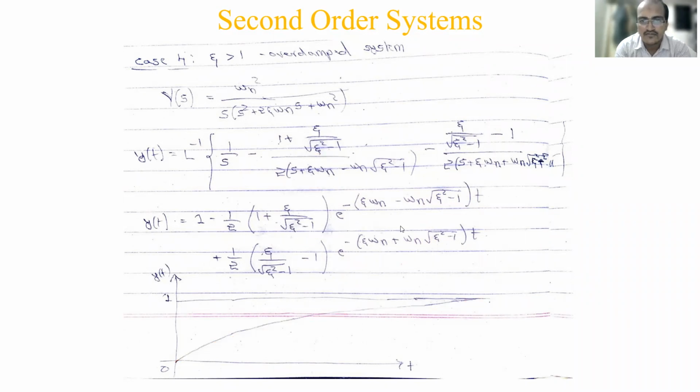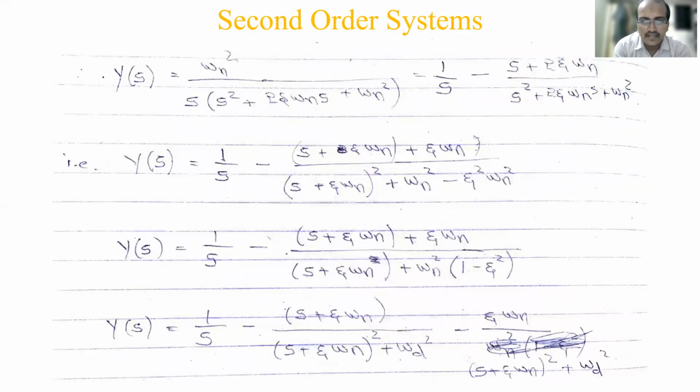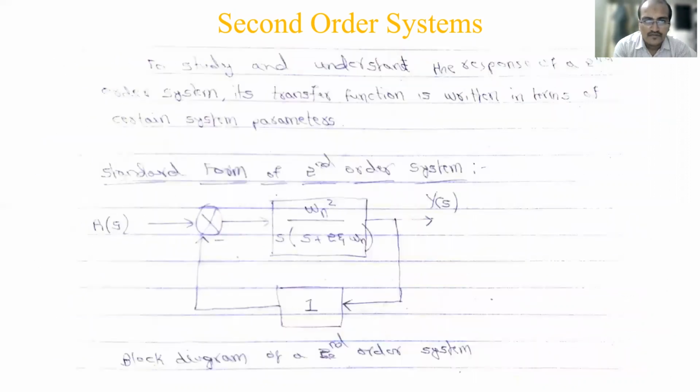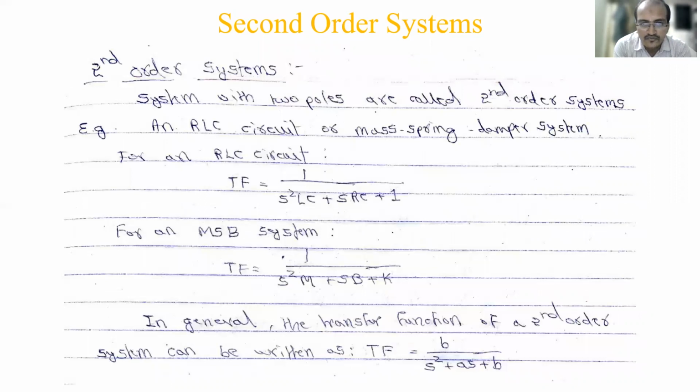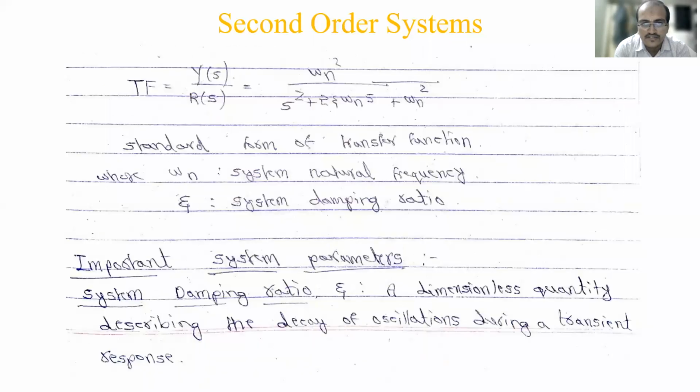In that, only the second one was the important one, so I will quickly recall. This is the second order system I told you, and this is the standard block diagram of a second order system. From that you got this transfer function: s square plus 2 zeta omega n s plus omega n square. You need to apply the input R of s as a unit step, because the response is to a unit step.